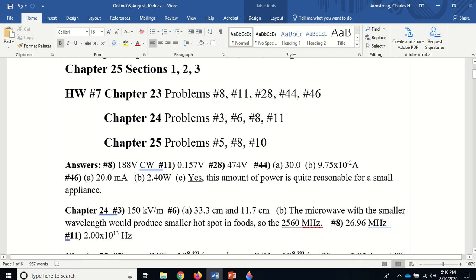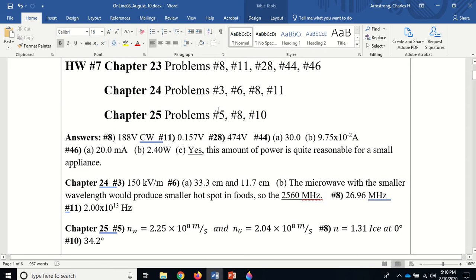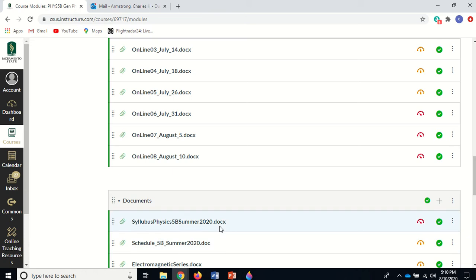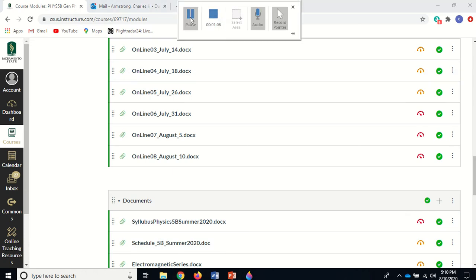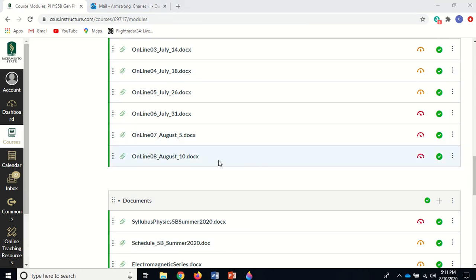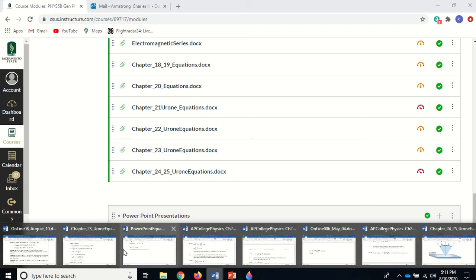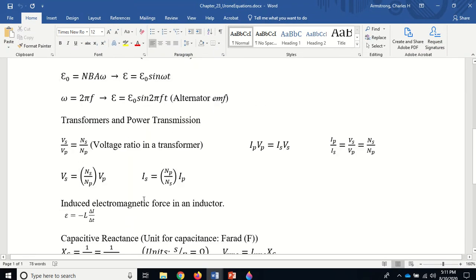Basically, you can download this right now. There it is in the modules. And then we've got the equations for chapter 23, and then I combined them for chapter 24 and 25. They look like this. This is 23.